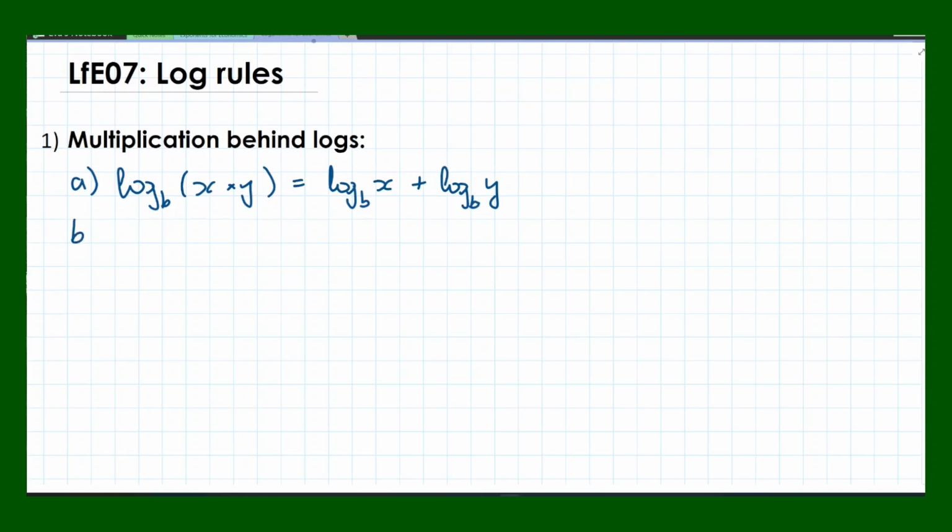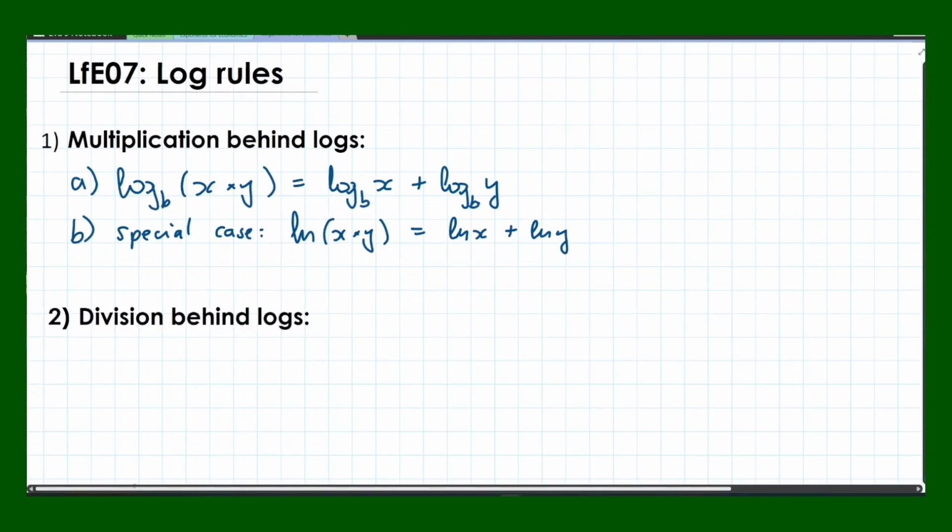So what does it look like in the case of the ln, which is just going to be a special case? In the case of the ln, we know that this is e base, so we don't need to write it out. ln of x times y will be equal to ln of x plus ln of y. The next rule is to do with division behind the log signs.